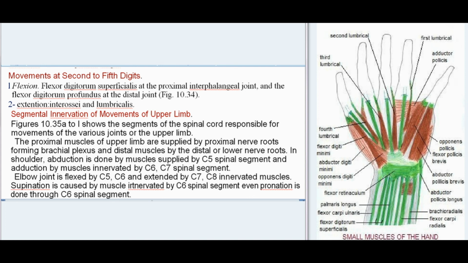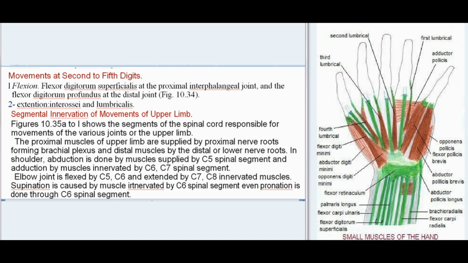Segmental innervation of movements of upper limb. Figures 10.35a to f show the segments of the spinal cord responsible for movements of the various joints of the upper limb. The proximal muscles of upper limb are supplied by proximal nerve roots forming brachial plexus and distal muscles by the distal or lower nerve roots. In shoulder, abduction is done by muscles supplied by C5 spinal segment and adduction by muscles innervated by C6, C7 spinal segment. Elbow joint is flexed by C5, C6 and extended by C7, C8 innervated muscles.